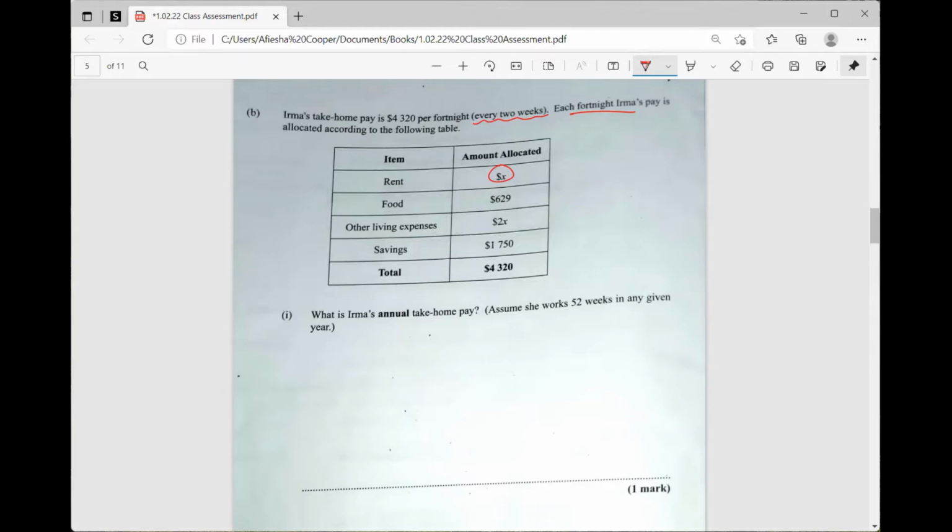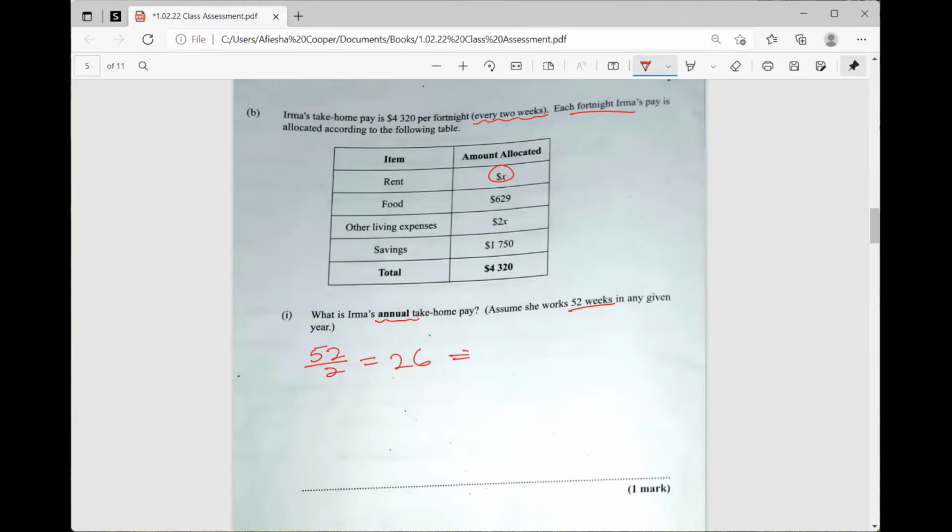So what is Irma's annual take-home pay? So annual means per year. So assume that there are 52 weeks, right? If there are 52 weeks and she's getting paid per fortnight, that means every 2 weeks she's getting this. So the first thing I can do is divide 52 by 2 to see how many fortnights there will be, which is 26. So she's getting paid 26 times.